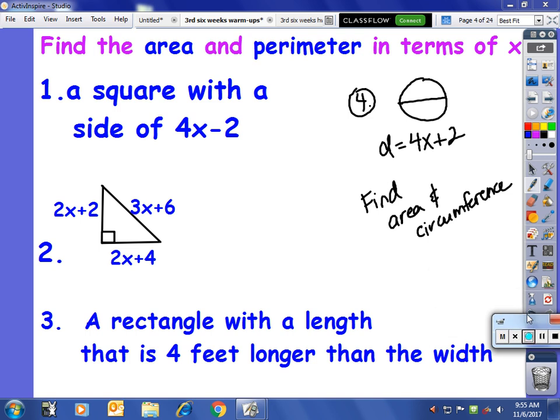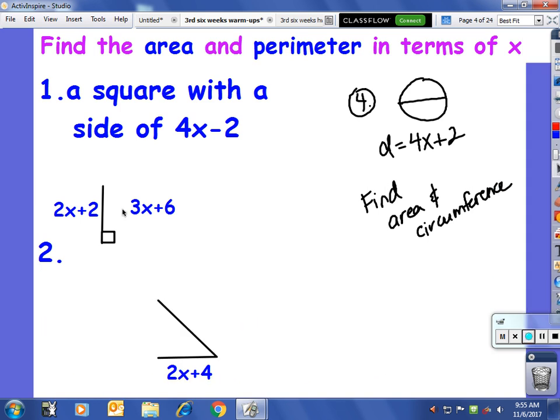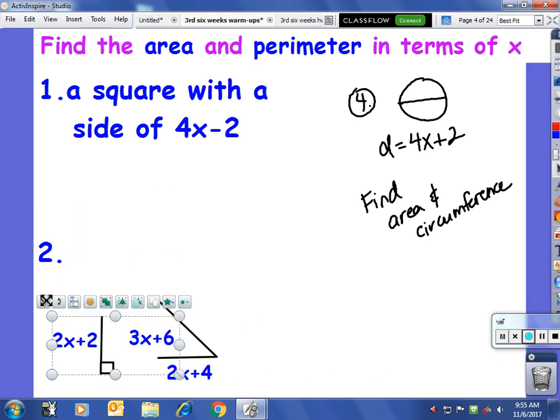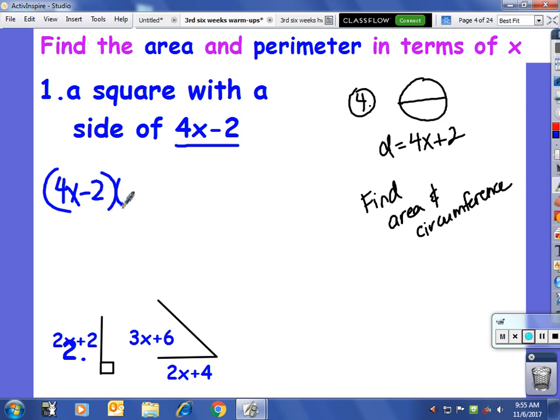We have not had a daily grade yet where your dimensions were binomials, so you've got to be prepared for this. The FOIL method is involved in finding the areas here. If I want to find the area of a square when the side is a binomial, you really can't do that in your head. You're going to have to do 4x minus 2 times 4x minus 2. That's how you find area.